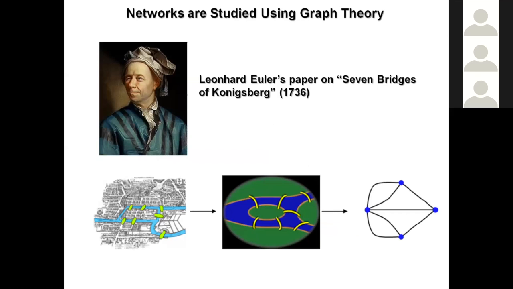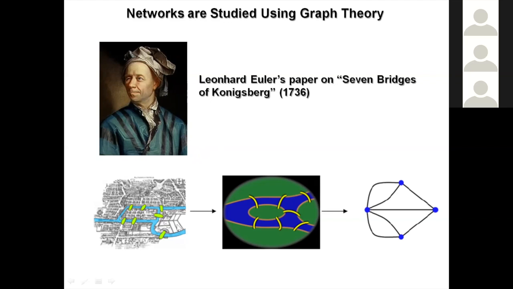The first very interesting background of studying networks came from Leonhard Euler's paper on the 7 bridges of Königsberg, which was published in 1736. He looked at the city of Königsberg, which at that time was in East Prussia and is now in Russia. It's called Kaliningrad. The city had 4 land masses divided by a river, and there were 7 bridges on this river.